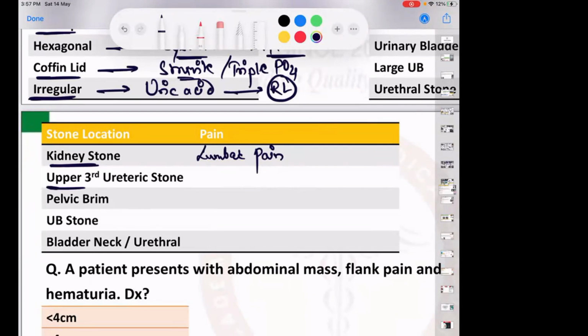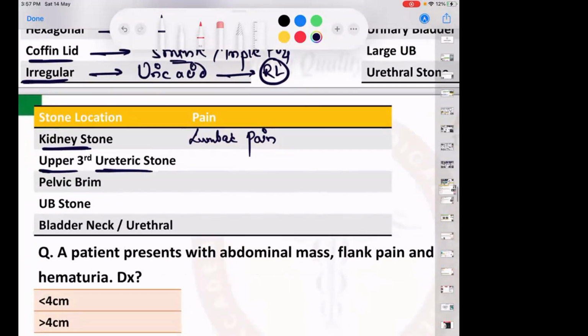If it is a stone in the upper 1/3 part of the ureter, it is a lumbar pain which is radiating to the testis in males or perineum in females. No issues with this. Please remember, if they give in a question that the patient is having lumbar pain radiating to the testis in males or perineum in females, then the location of the stone would be upper 1/3 of the ureter.